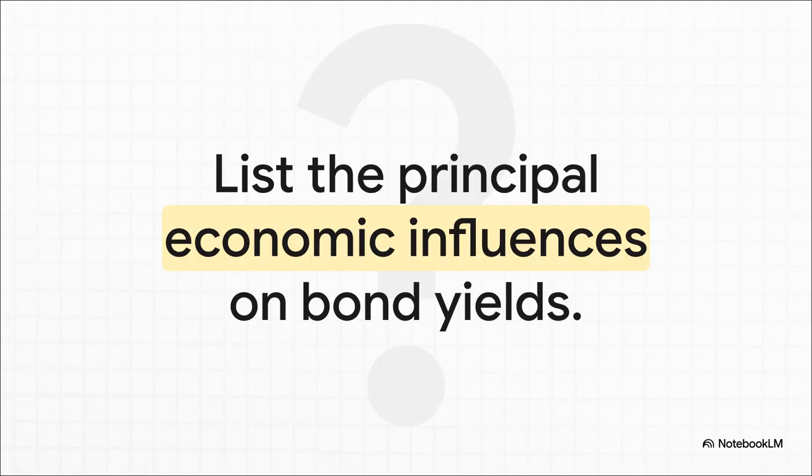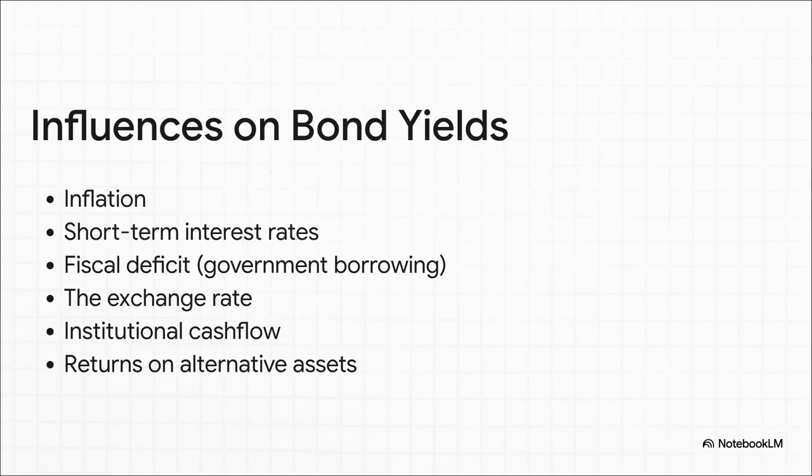This one is much more direct. It's a show-me-what-you-know kind of question. List the principal economic influences on bond yields. Pretty simple ask, but breadth is absolutely key here to get all the marks. But look, for a truly top-tier answer, you can't just list them. You have to explain why.